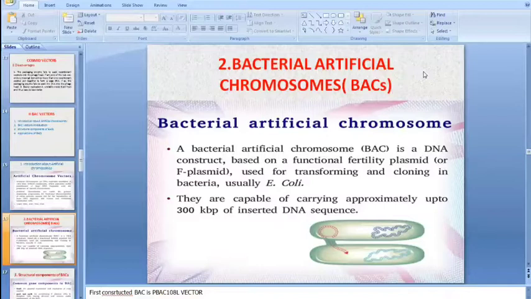These bacterial artificial chromosomes are capable of carrying approximately up to 300 kilo base pairs of inserted DNA sequence. Here you can see this is the plasmid. So these are larger than the cosmids. Rather, you can say they are much larger than the cosmids.